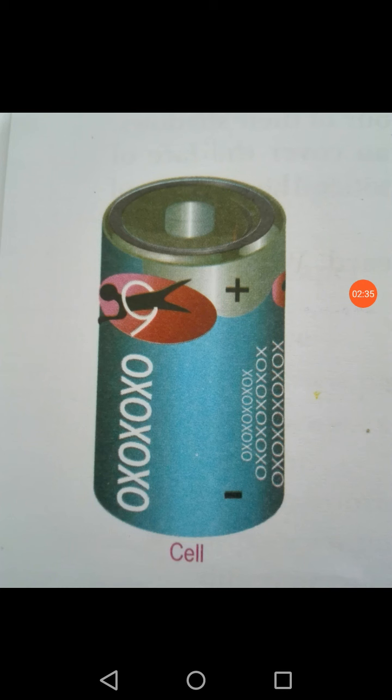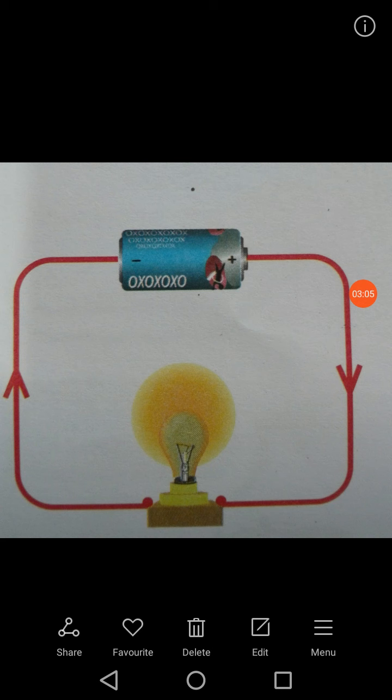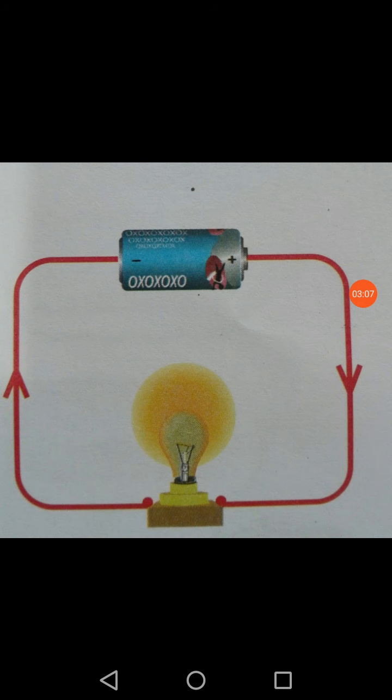Now we will move toward the electric circuit. What is an electric circuit? The complete path for the flow of electric current is known as an electric circuit. In a simple electric circuit, as you can see in the diagram shown here, first you have to take a bulb holder, connecting wires, and a cell or a battery.